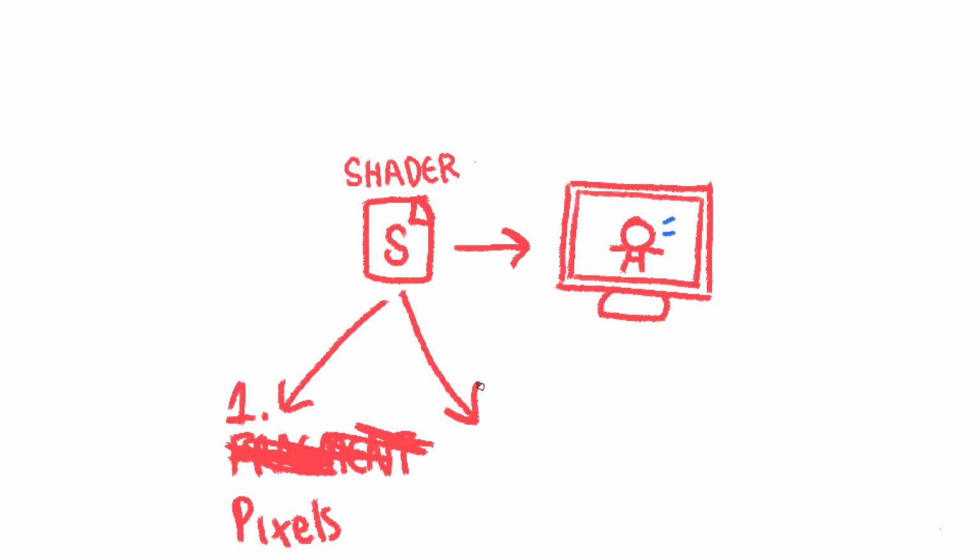And the other thing we have is number two, the vertices. It's called vert. Now, what is a vert? It's basically the positions of a mesh. So basically, through the shader, you can reposition the vertices.